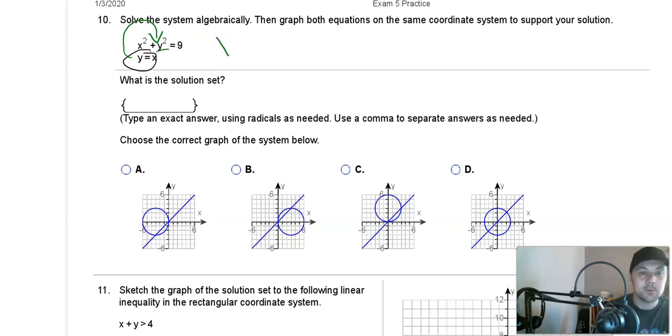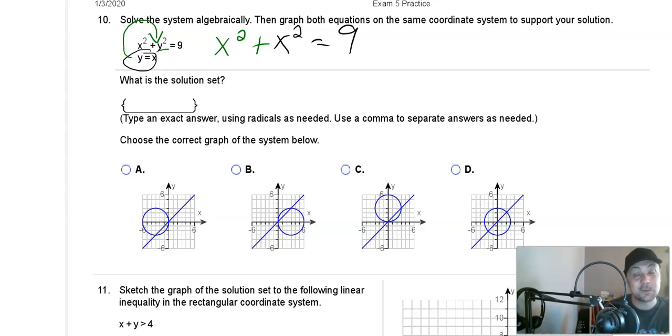And so the top equation will be x squared plus, in place of that y, I'm going to plug in x, because the bottom equation is telling me y is the same thing as x. And so I'm going to replace the y with x since the bottom equation tells me they're the same. Equals 9. Right? And now I want to solve this equation for x.